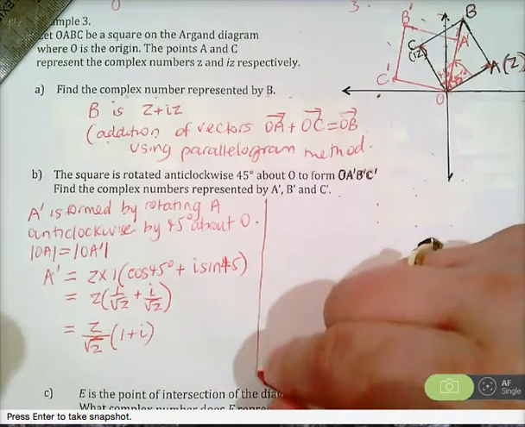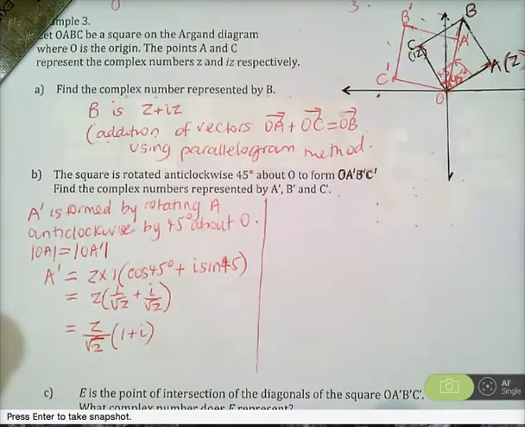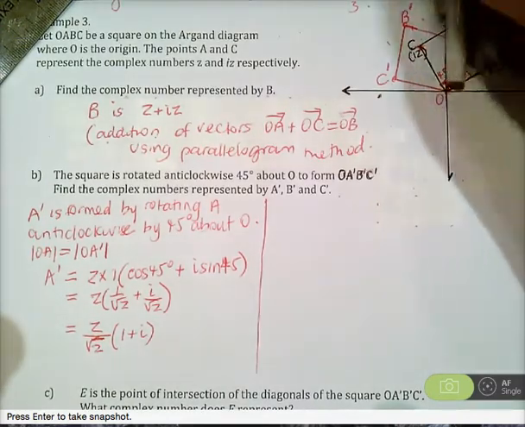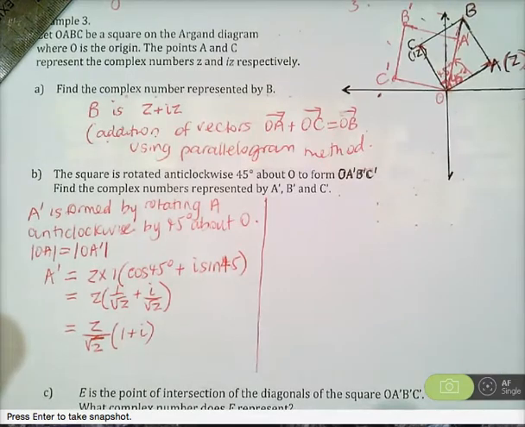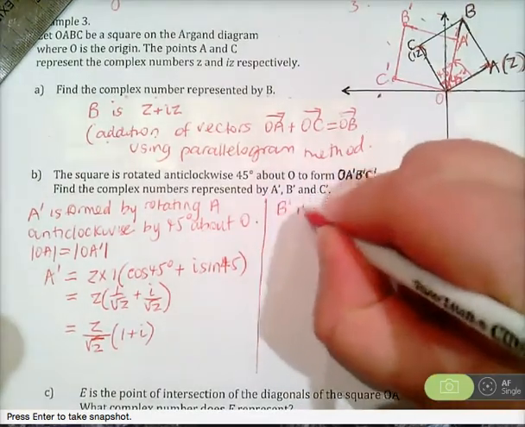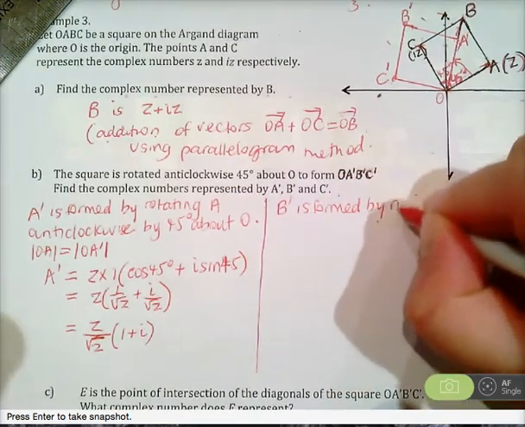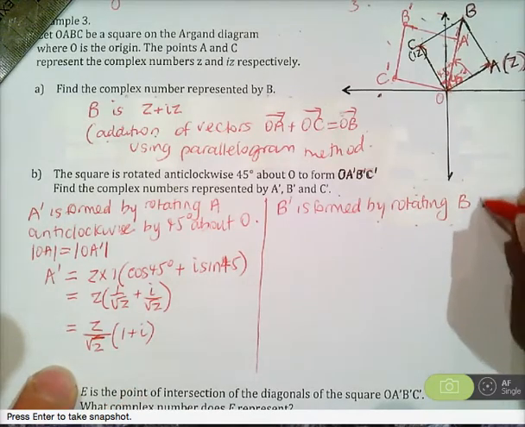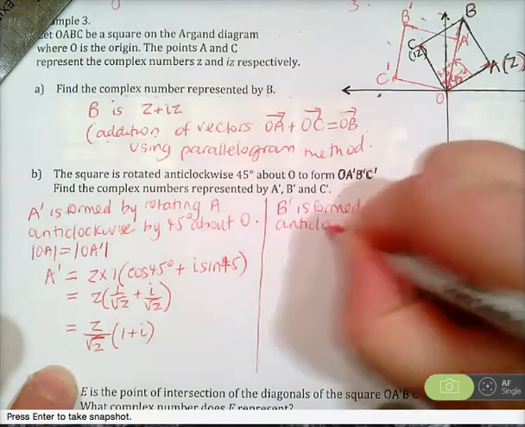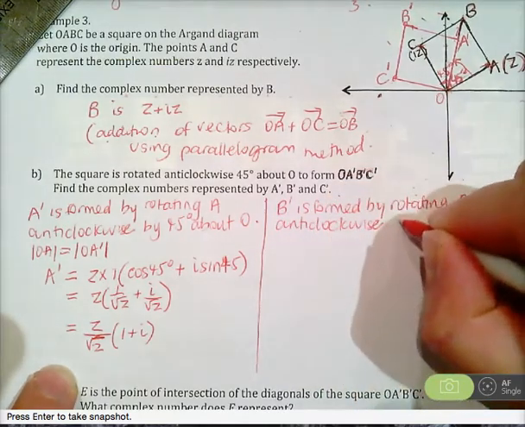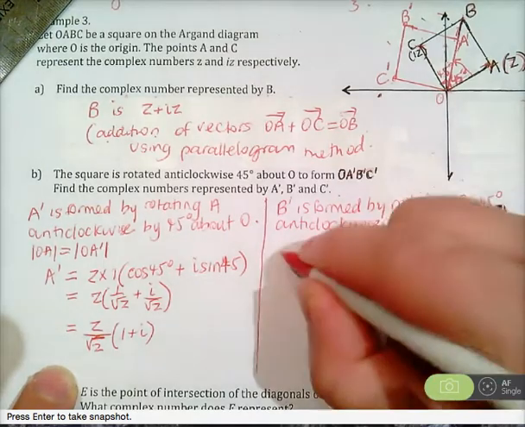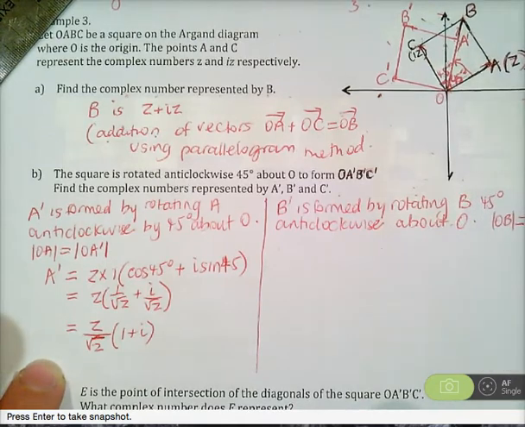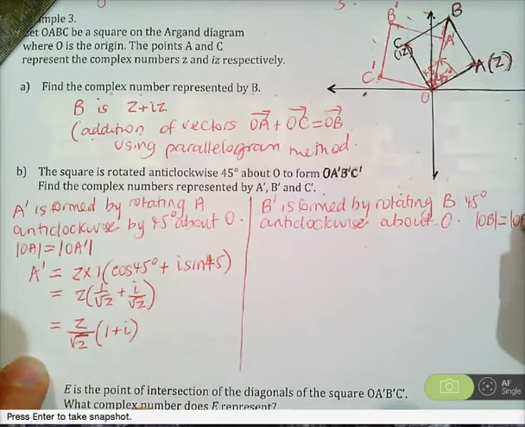Now to look at the complex number represented by B'. B' is just B being rotated again 45 degrees to form B'. So B' is formed by rotating B 45 degrees anti-clockwise about O. So all the points are rotated. We also know that the modulus of OB equals the length of OB'.